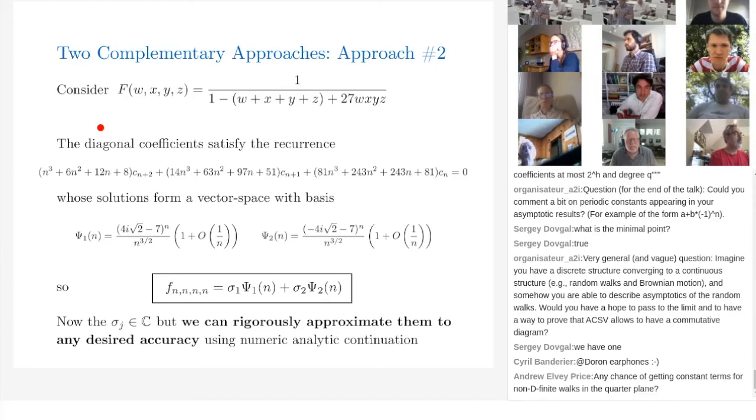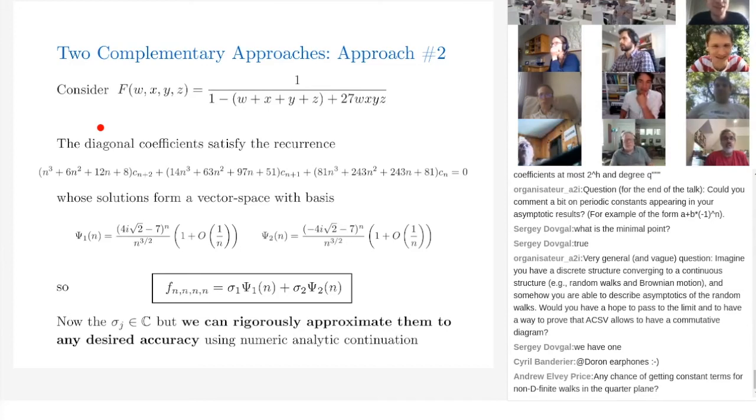Okay, thank you. There is a second question from the organizer. Imagine you have a discrete structure converging to a continuous structure, for example, random walks and Brownian motion. And somehow you are able to describe asymptotics of the random walks. Would you have some hope to pass to the limit and have a way to prove that ACSV allows a commutative diagram? So the analytic combinatorics.